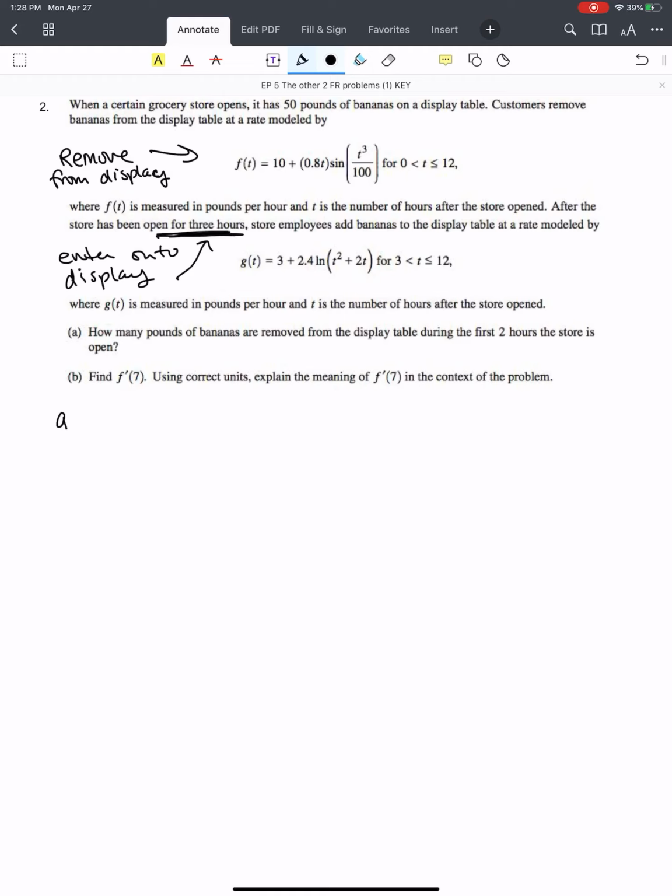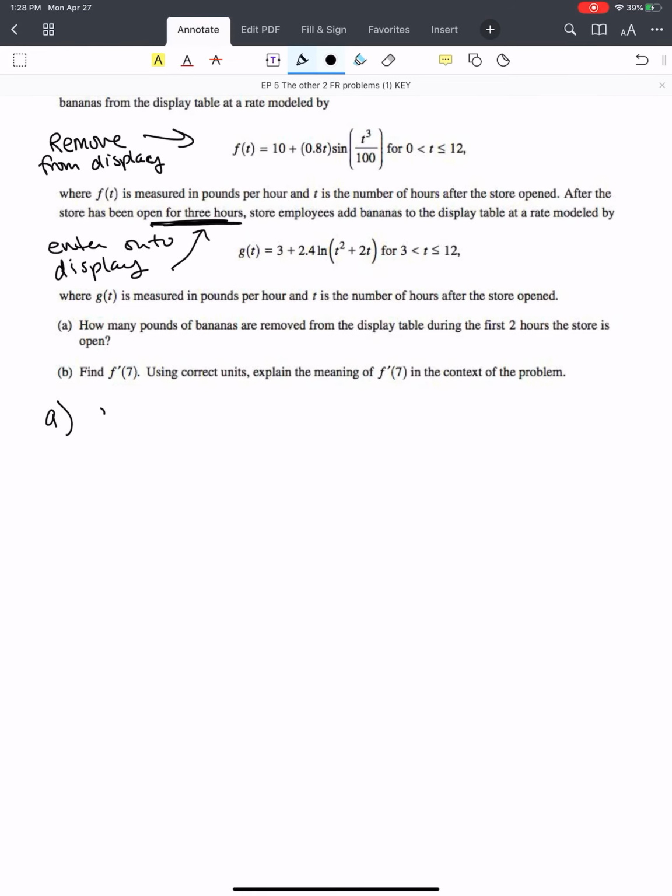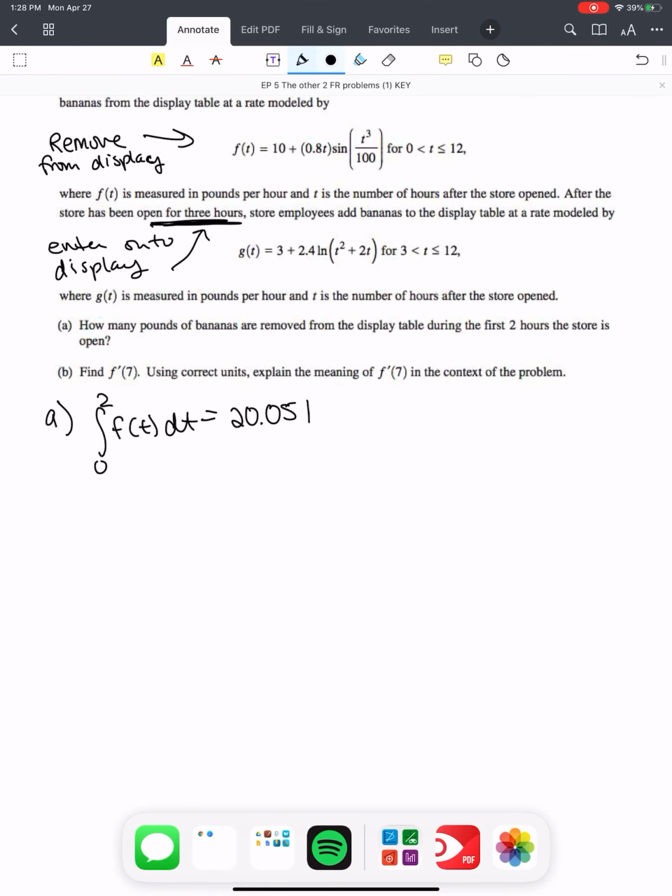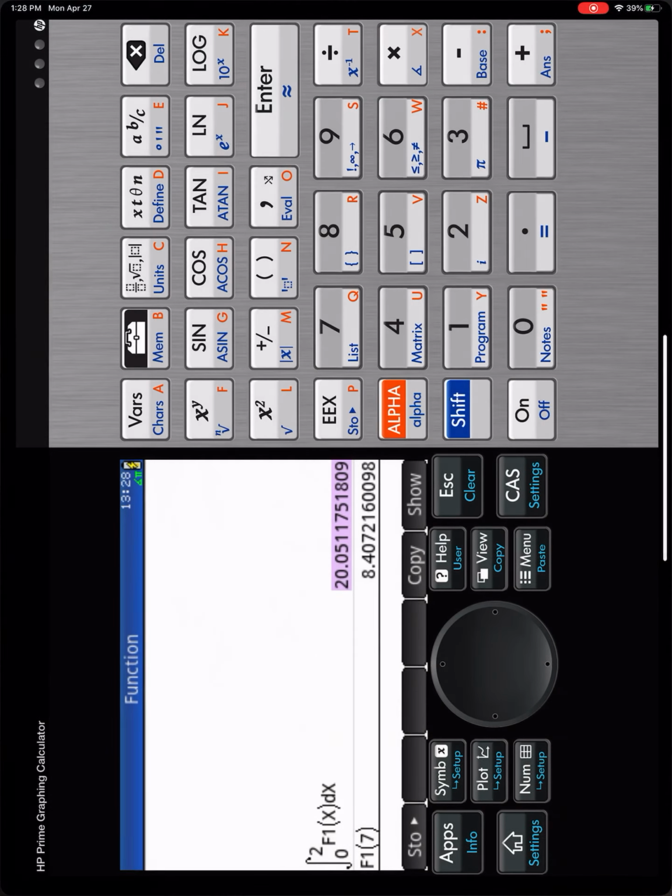Now let's take a look at this. So A, the first thing we have to do is answer how many bananas are being removed during the first 2 hours. So, if you did the integral from 0 to 2 of f of t dt, and you put it in your calculator, you got 0.051. However, I want to make sure you know how to type all that in. There are many options for how to do it, so I'll just go over it quickly.